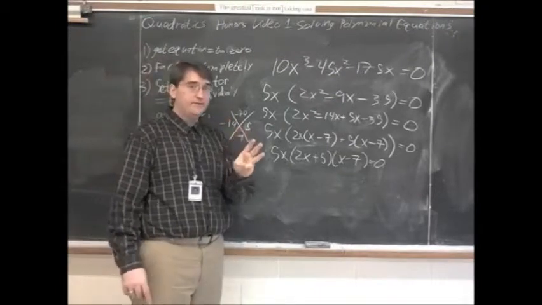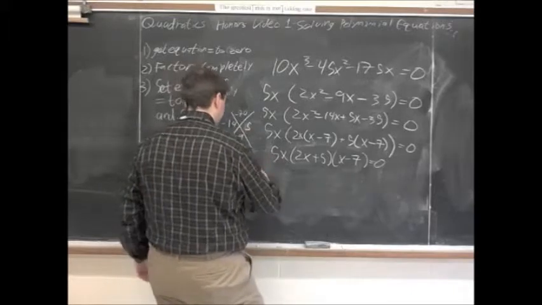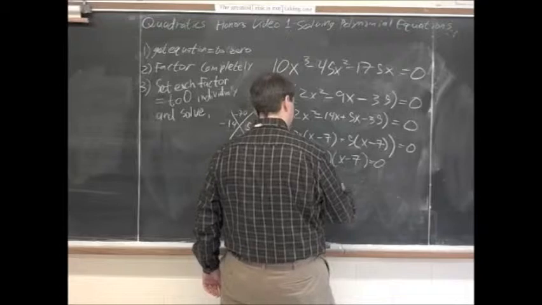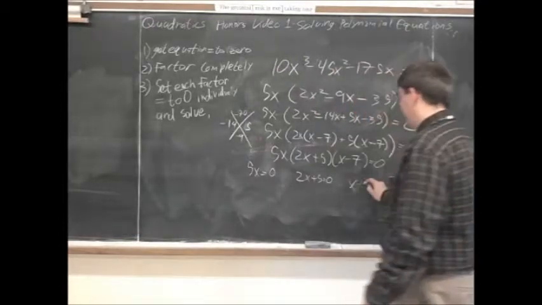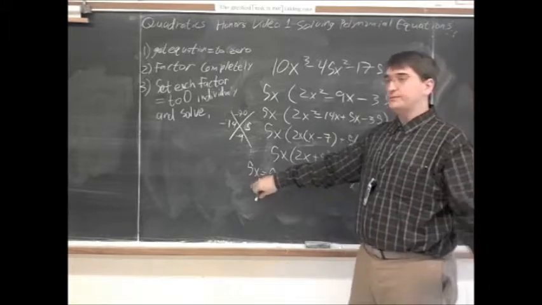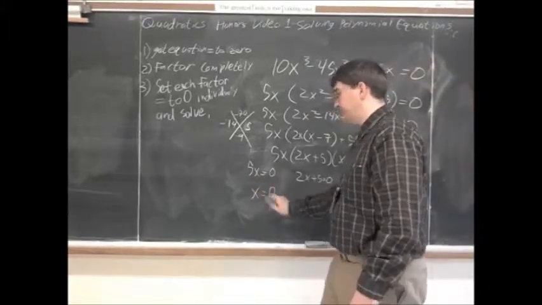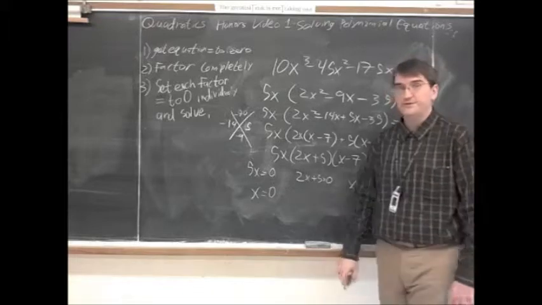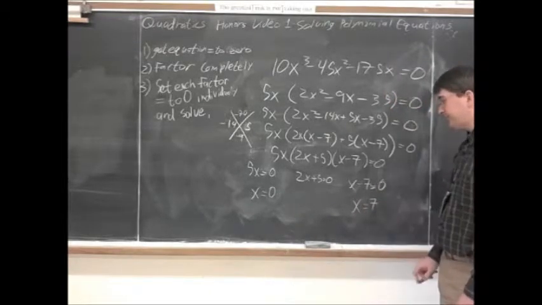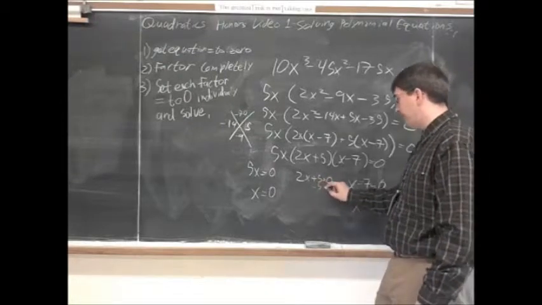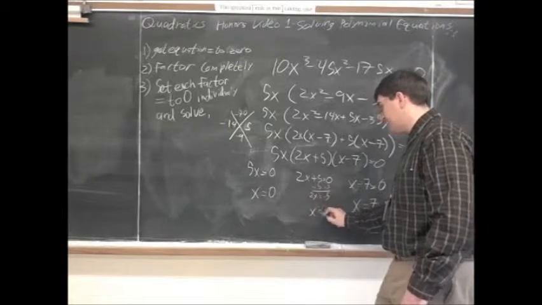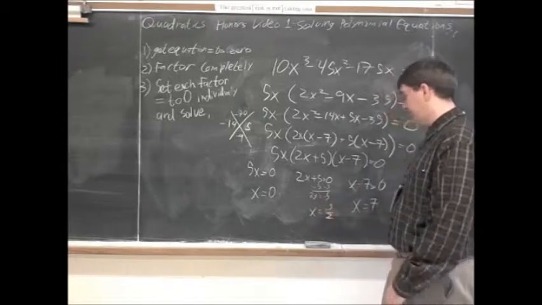Now we set each factor equal to 0. Now we have 3 factors. We can say that 5x equals 0, or 2x plus 5 equals 0, or x minus 7 equals 0. 5 times x equals 0 means x equals 0. X minus 7 equals 0 means x equals 7. And solving the one in the middle, minus 5, we get 2x equals negative 5, and so x equals negative 5 halves.